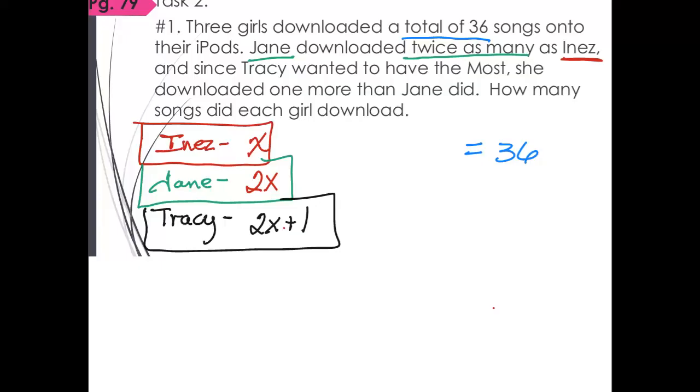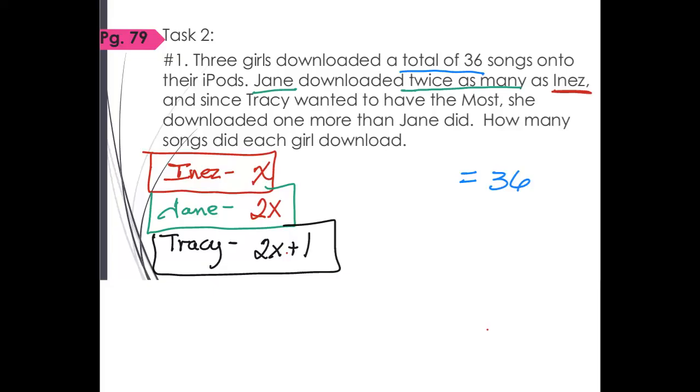Yeah, the keyword was total. What operation do we do when we total things? Do we add, subtract, multiply, or divide? Add. So here we go. Here's Inez. She downloaded X number. Jane, she downloaded twice as many, so that's plus 2x. And Tracy, being Tracy, had to have one more than Jane. So there are all three of their amounts.